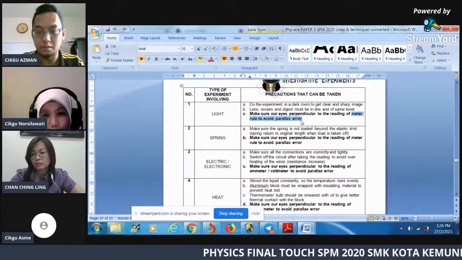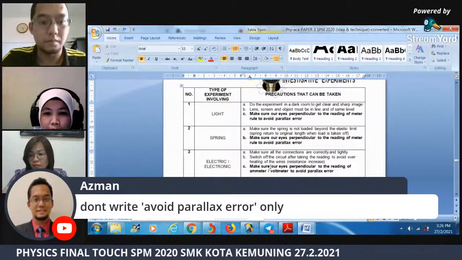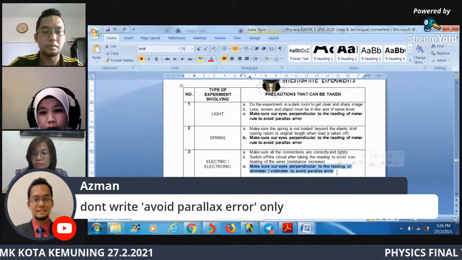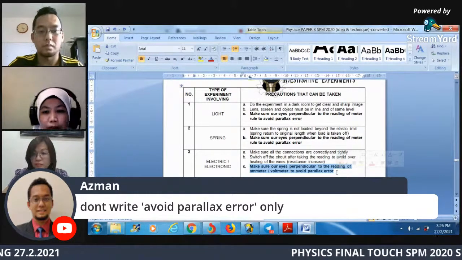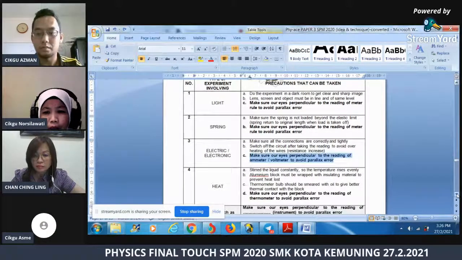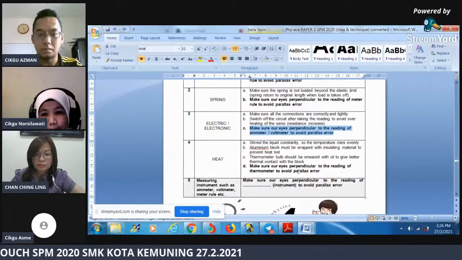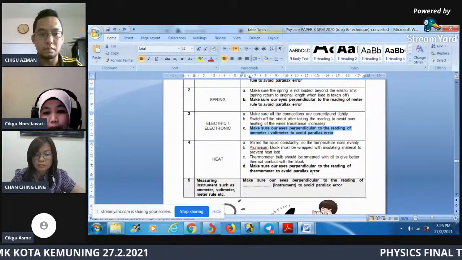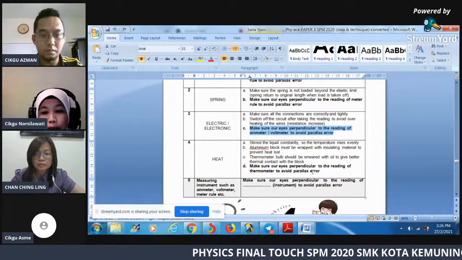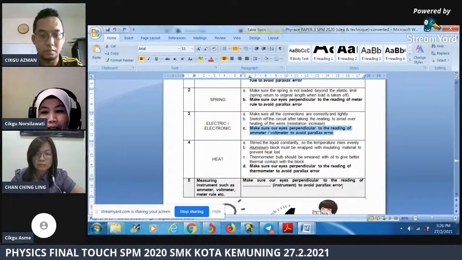Okay, to avoid parallax error, yes. Make sure our eyes perpendicular to the reading of ammeter or voltmeter to avoid parallax error. Okay, for heat you have thermometer. Make sure our eyes perpendicular to the reading of thermometer to avoid parallax error. So letakkan dia punya measuring instrument. Okay, lagi bagus. Okay, ini ayat dia. Kalau awak boleh copy and paste, bolehlah letak dekat sana.